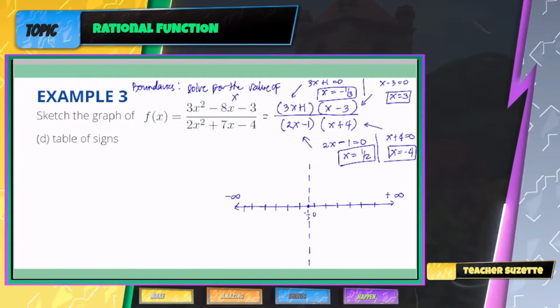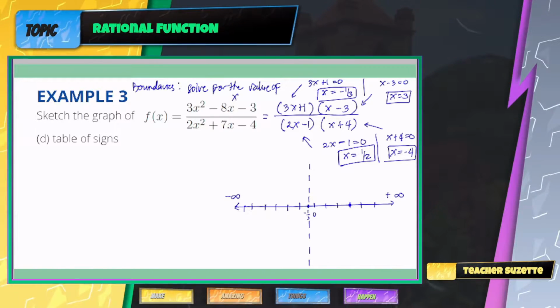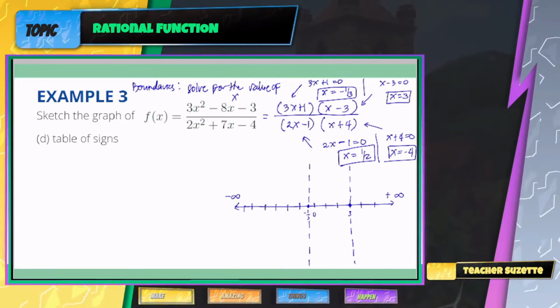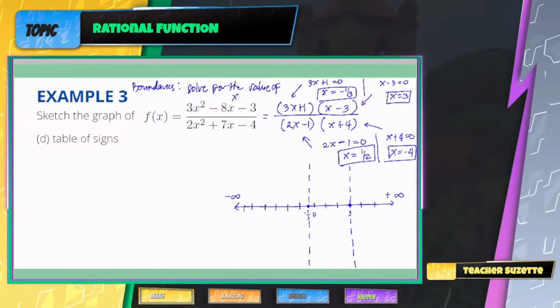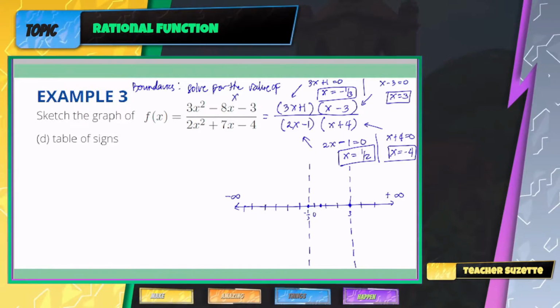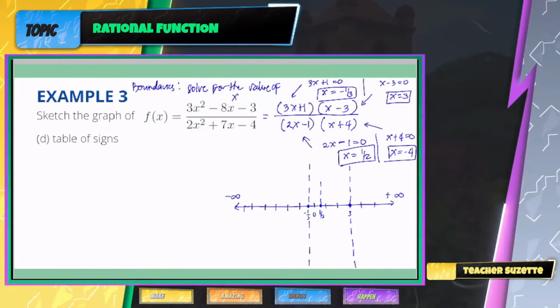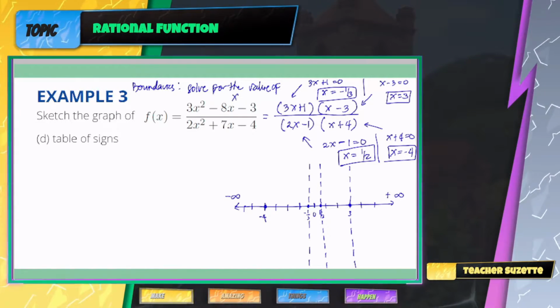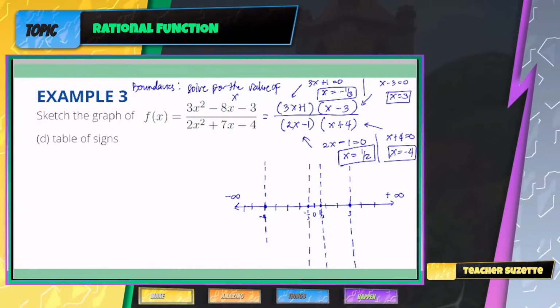Next naman po is yung ating positive 3. So, positive 3, madali lang. Ito ang ating positive 3. So, ito magiging boundary natin. Another is yung ating positive 1 half. So, between 1 and 0, yan. So, let's say ito po yung ating positive 1 half. So, this will be the boundary. And lastly, negative 4. Dito banda. Then, construct natin yung ating boundary line.